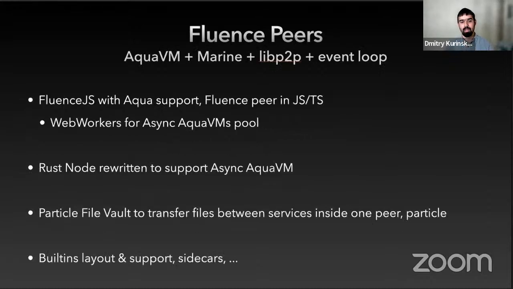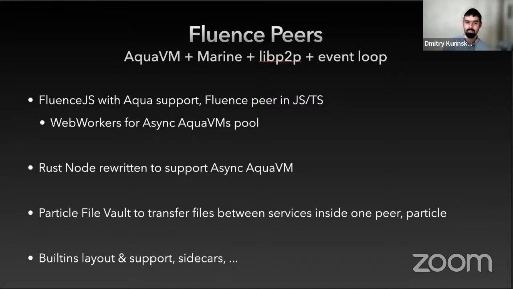Then a lot of things happened with Fluence Peers. The Fluence Peer actually is a combination of Aqua virtual machine, Marine as the way to run WebAssembly, libp2p for transport, and an event loop to connect everything together.